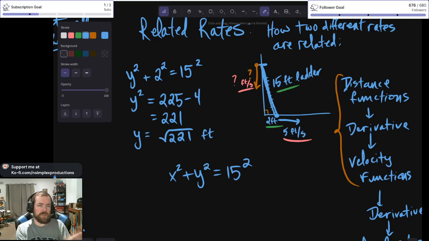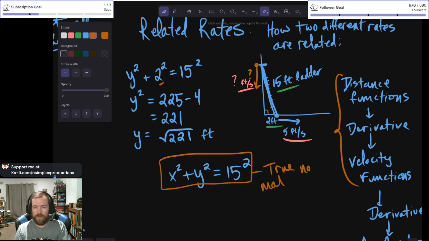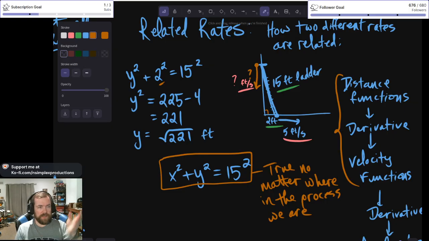So we remove the 2 that we had from before because that is a particular scenario. This x squared plus y squared equals 15 squared is true no matter where in the process we are. So we could have set this up against the building, we could have started moving it out a bit, we could have set it in motion to move most of the way down the building. All that's true.